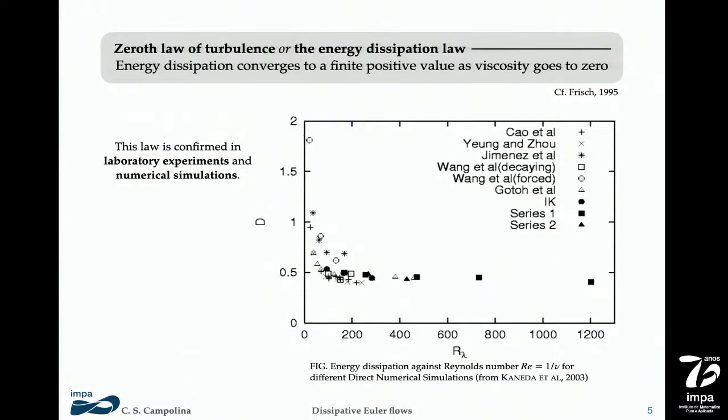This is the so-called zeroth law of turbulence, or the energy dissipation law, which states that energy dissipation converges to a finite positive value as viscosity goes to 0.